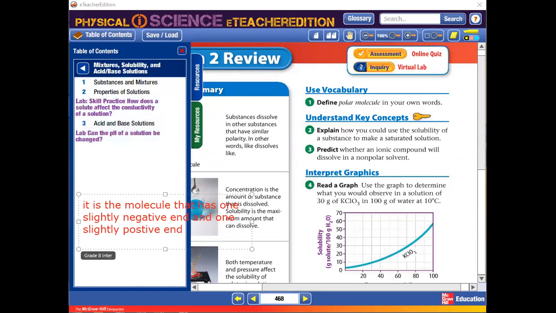So then pass to question 3. Predict whether an ionic compound will dissolve in a non-polar solvent or not. What do you think, guys? Yes, Reem?